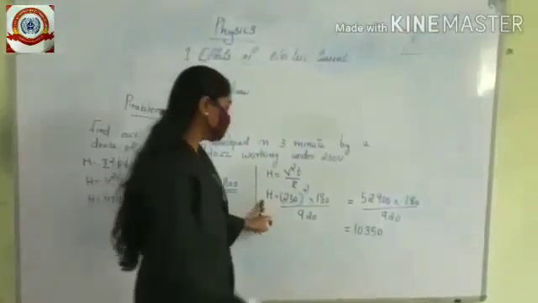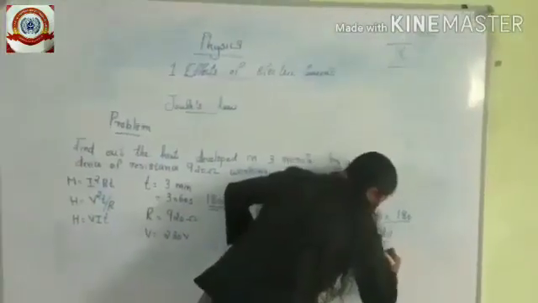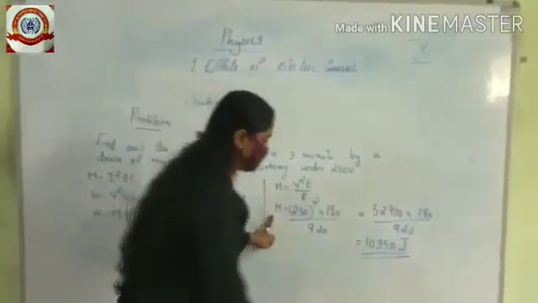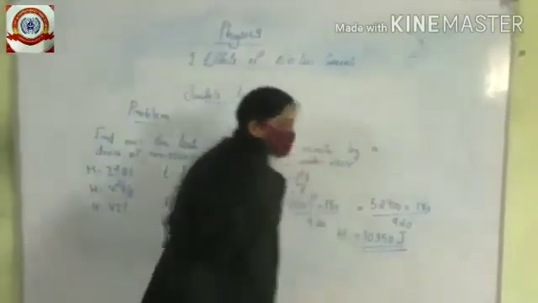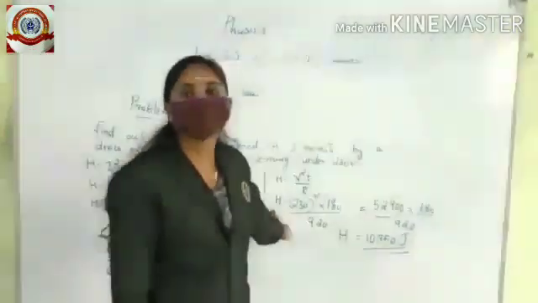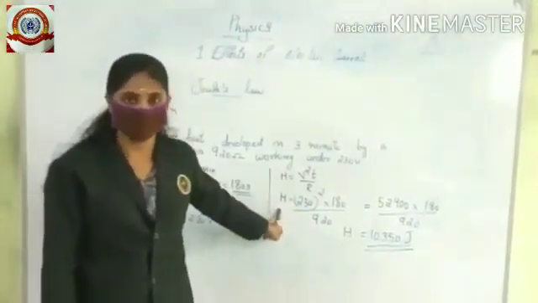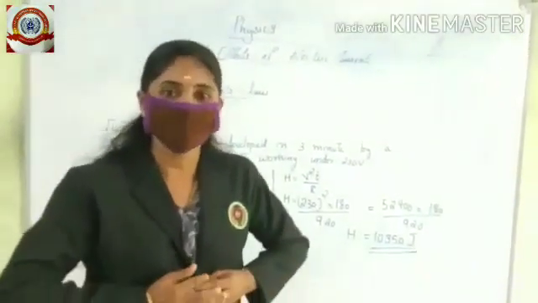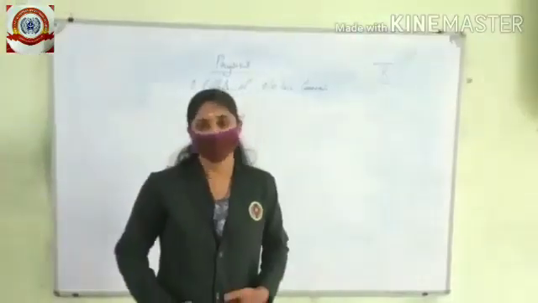And do you know what is the unit of heat? Yes, it is joule, represented by capital J. Okay, so heat equals 10,350 joule. So try to solve this type of problems in your textbook. Hope you all understood the topic.